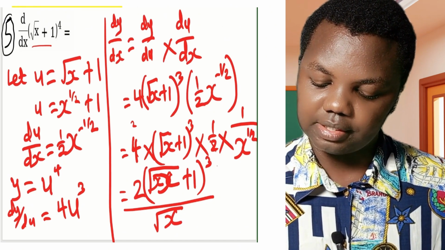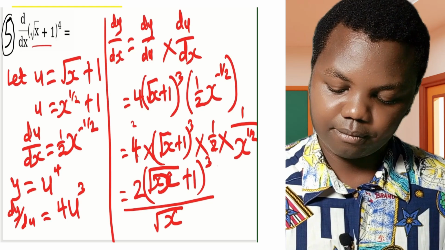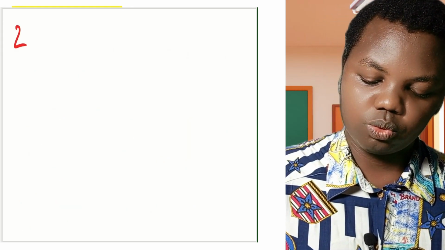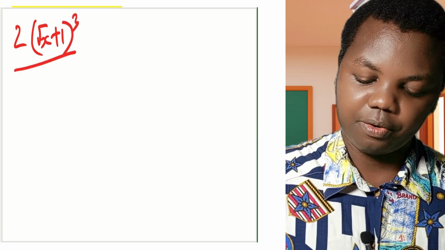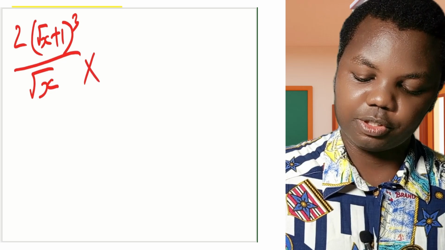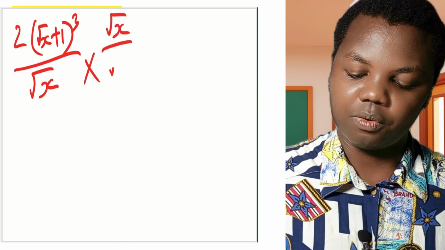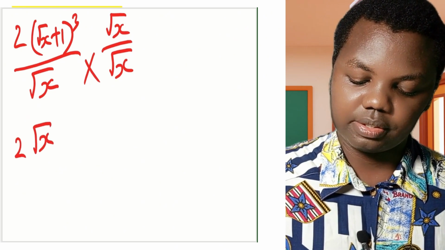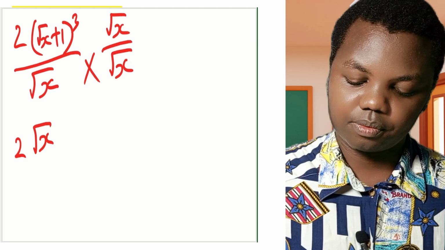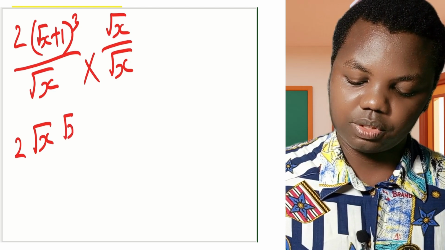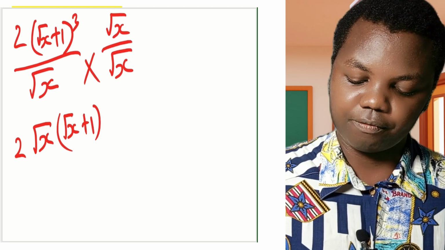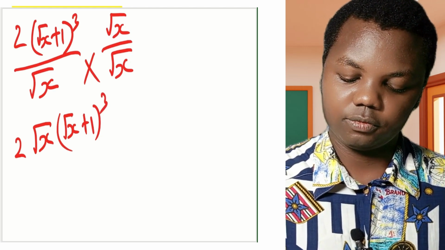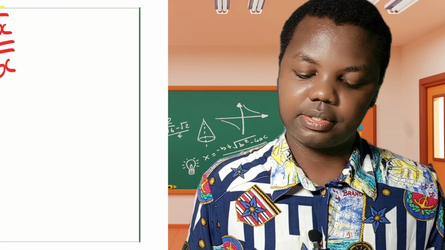So I want to rationalize. So for me to rationalize, I'm going to have 2 into bracket root x plus 1 to the power of 3 over root x, multiplied by root x over root x. So that gives me 2 root x plus 1 to the power of 3 over x. So this will be my final answer.